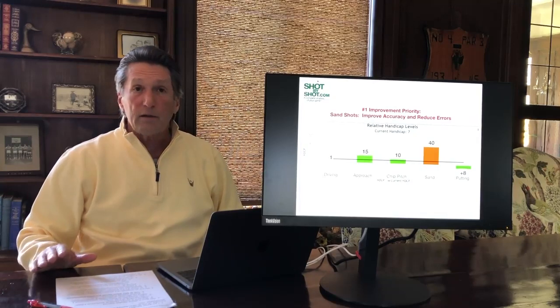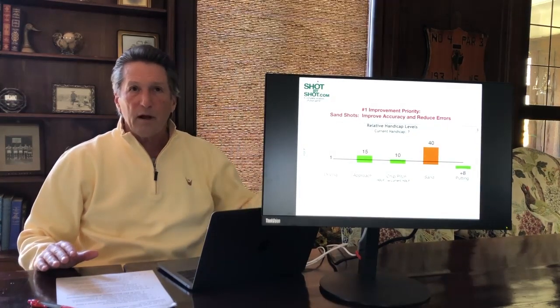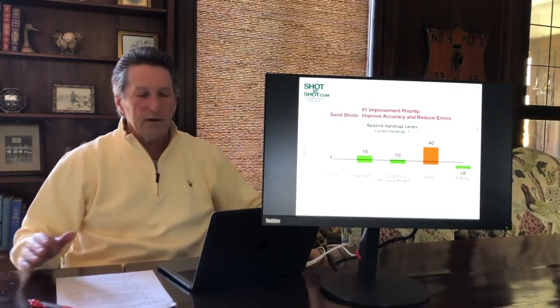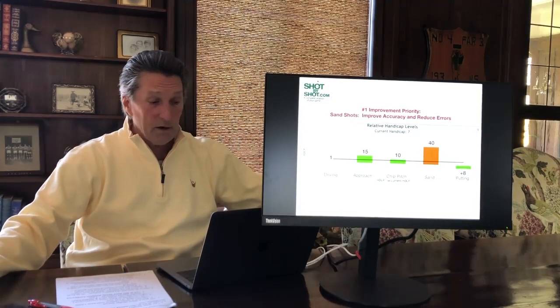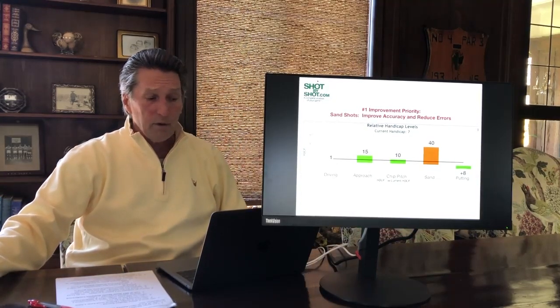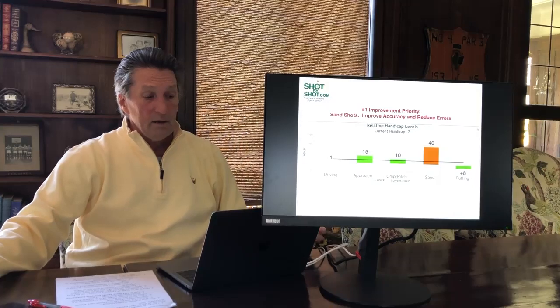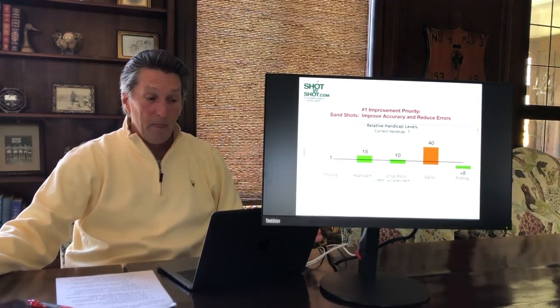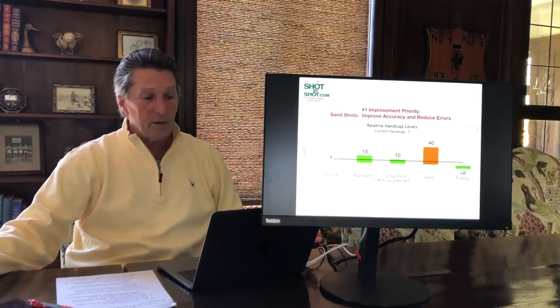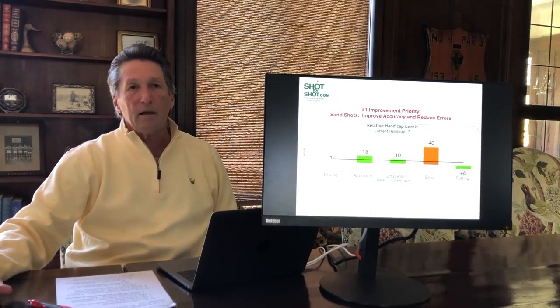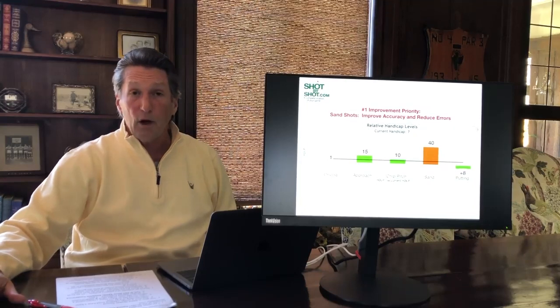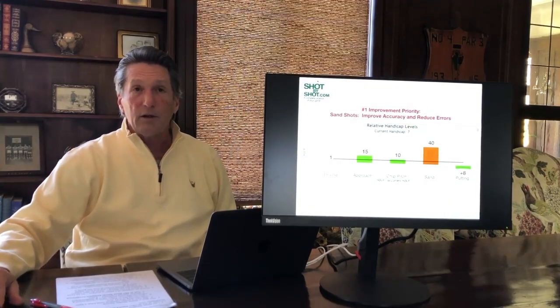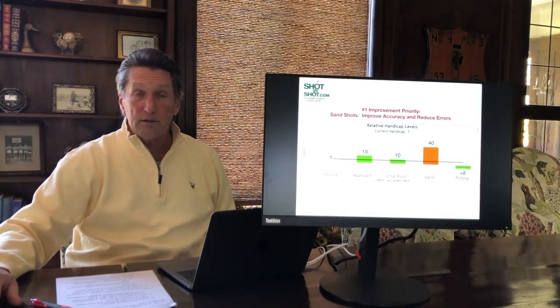But we provide the relative handicaps to give the player a sense of where they are in each facet of the game. And here the driving is very good, a 1, approach shots okay, a 15, chipping and pitching a 10, and a 40 handicap for his sand game. And his putting is obviously very good at a +8. This then allows the player and his coach to drill down and get to the heart of why his sand game is so much different from his target.